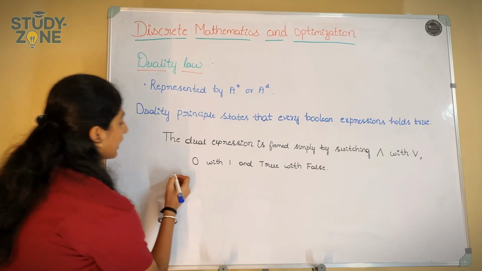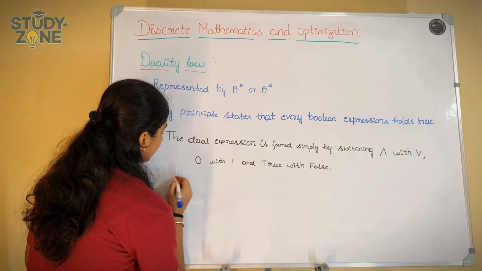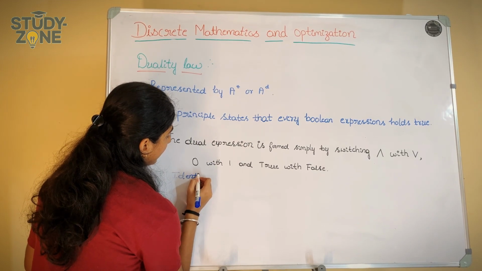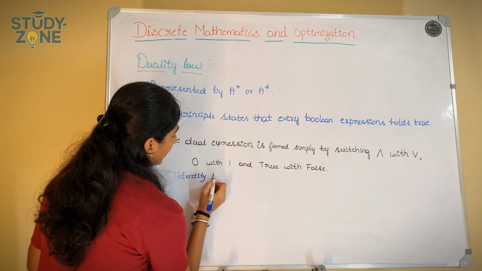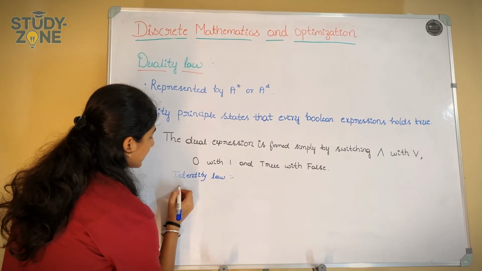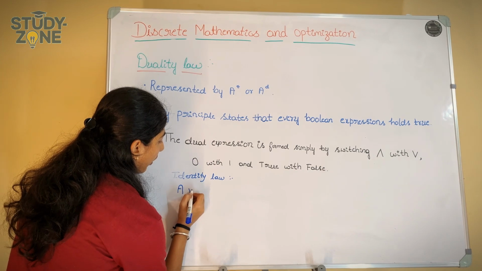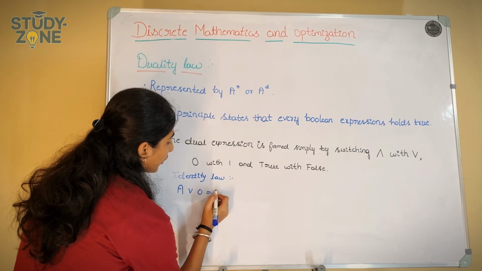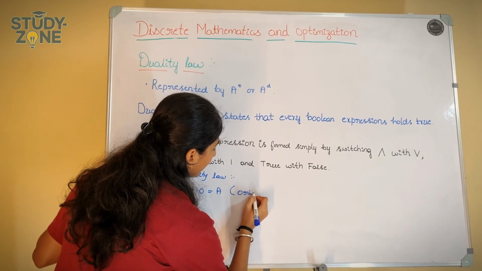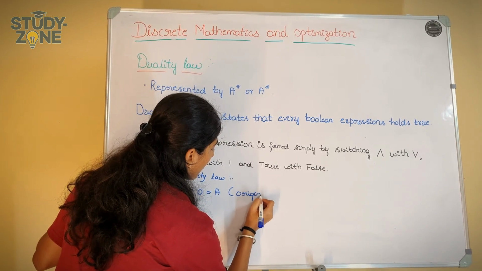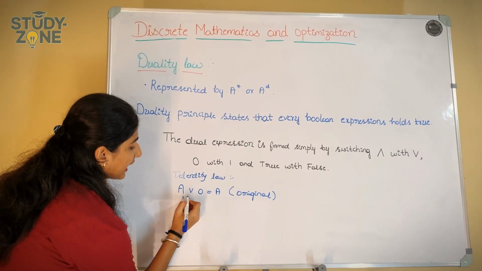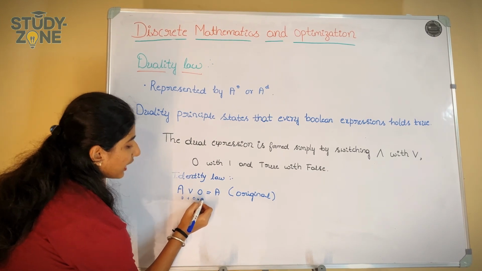So first let us take identity law. So what does identity law suggest? It suggests to us that A or 0 equals A. So this is the original expression, right? A plus 0 equals A, correct?